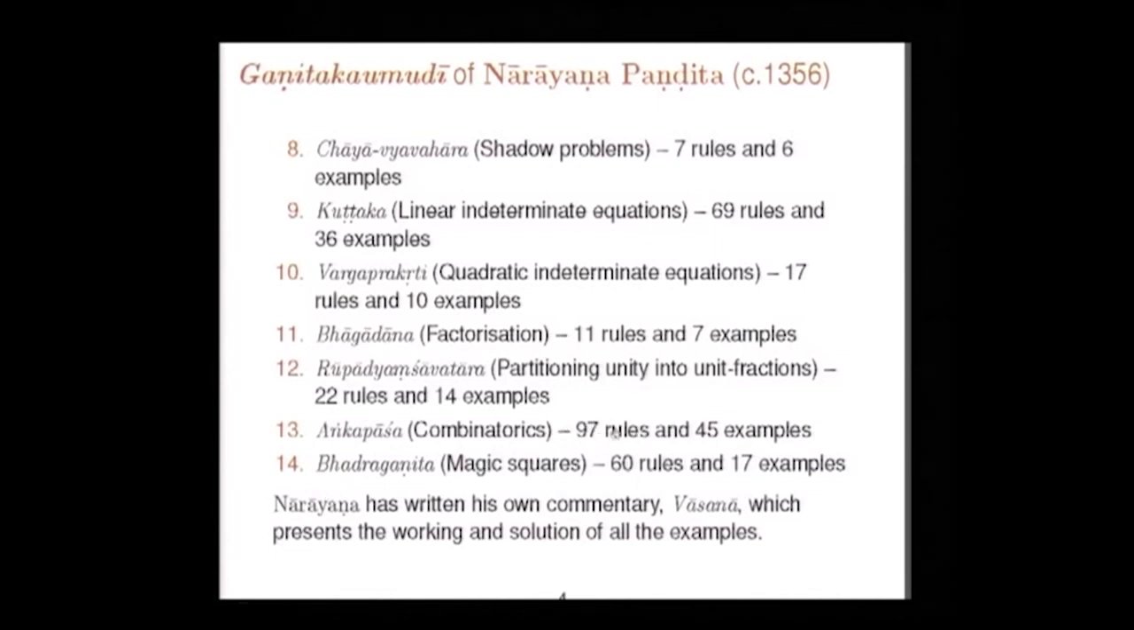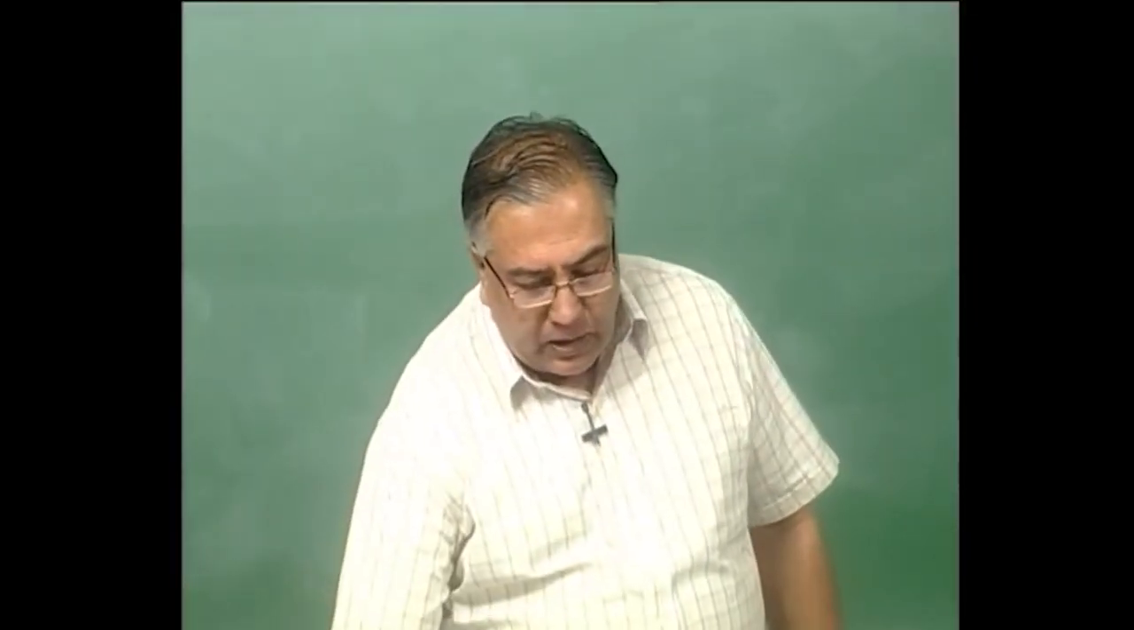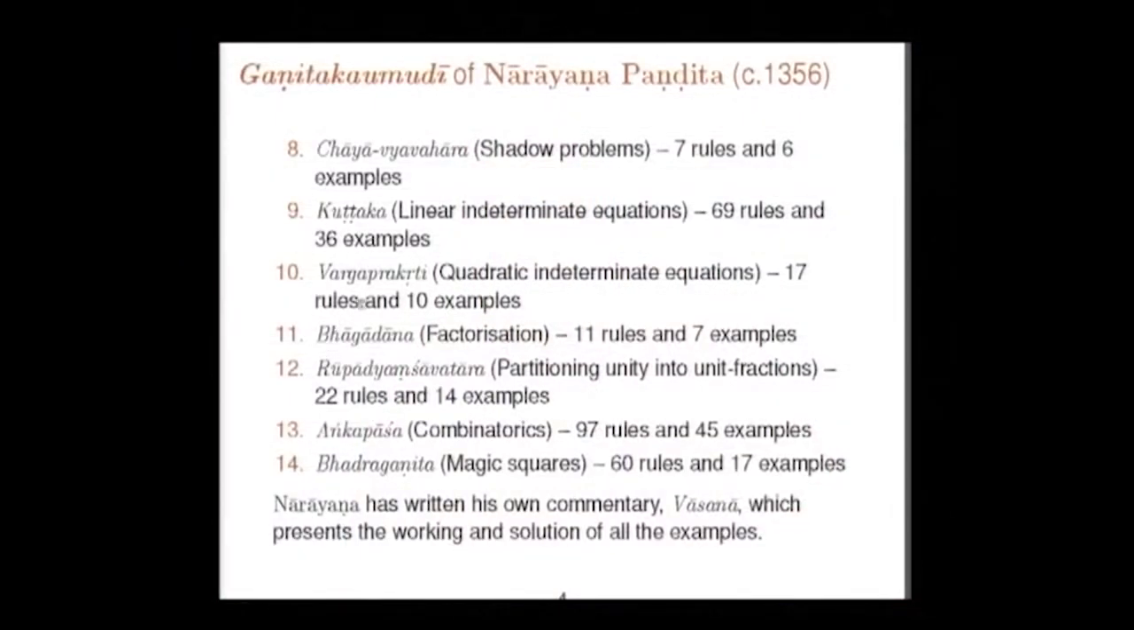So combinatorics is the next major chapter after Kshetra Ganita, with 97 rules. Bhadra Ganita has 60 rules. Narayana Pandita has written his own commentary, Vasana, like Bhaskara did, but it is only on the solutions of the examples that he deals with. So I will be mainly discussing Varga Prakriti, Bhagadana, Ankapasha in this talk. In the other talk on magic squares, Narayana's contributions, this chapter on Bhadra Ganita will be discussed in detail.